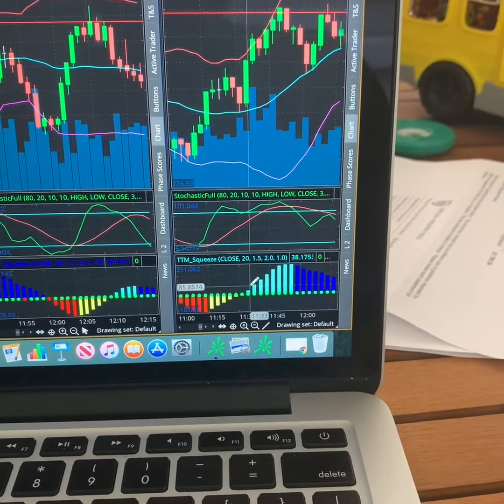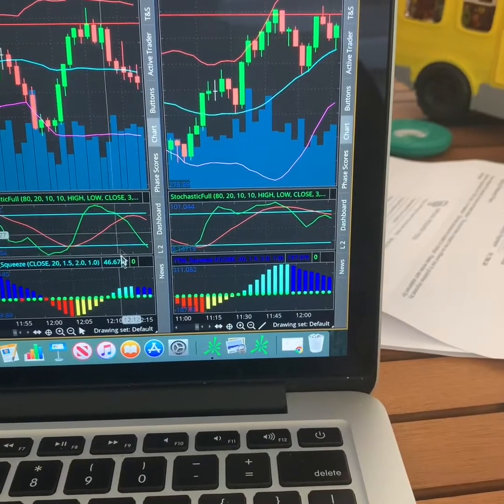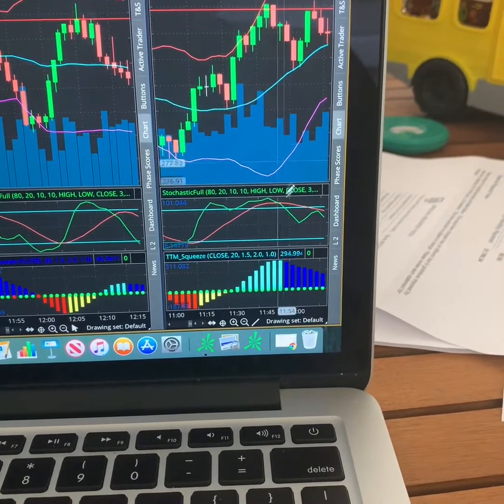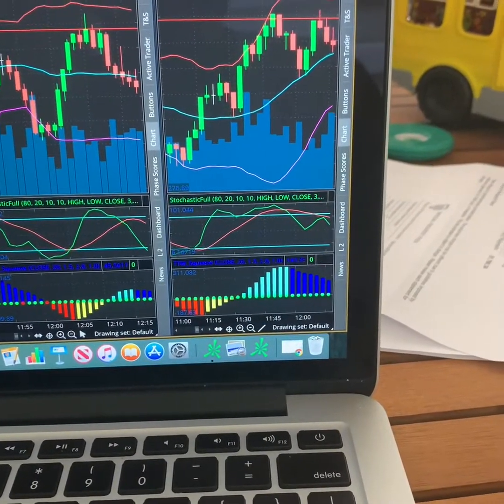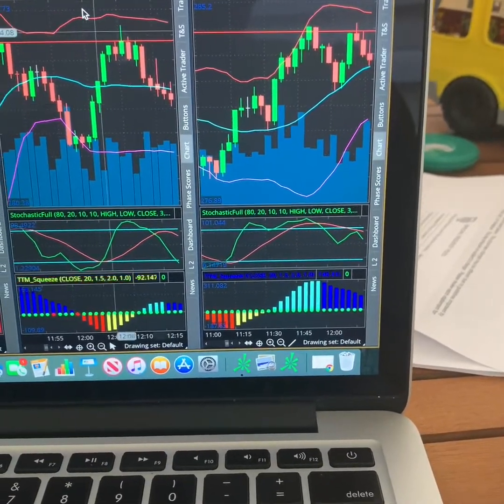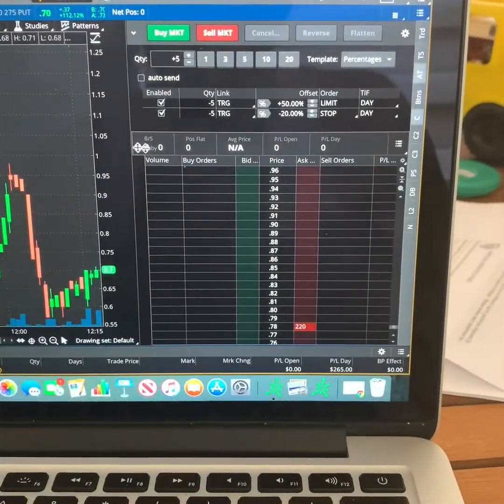That's the other indicator that I have up. So these are the only two that I have up, these two and the Bollinger Bands. Okay, let's hit play. So now I'm looking for my puts.